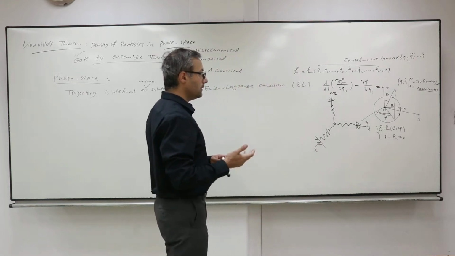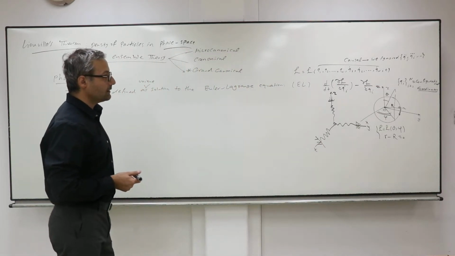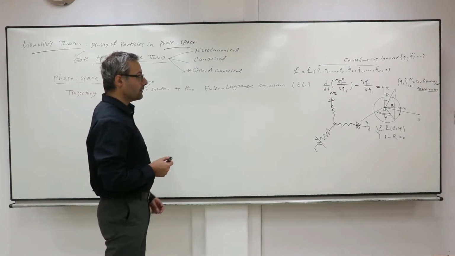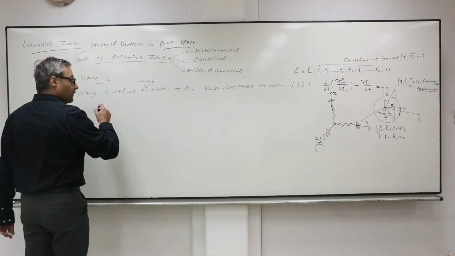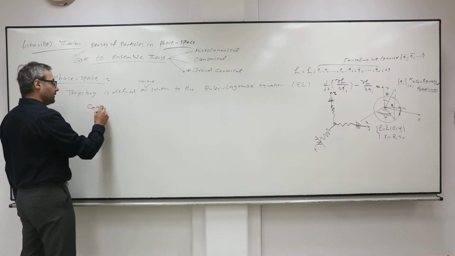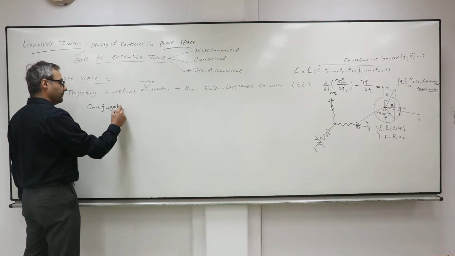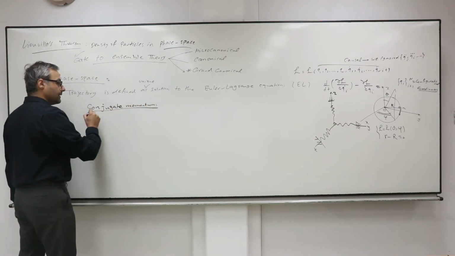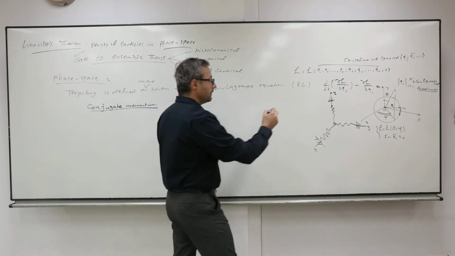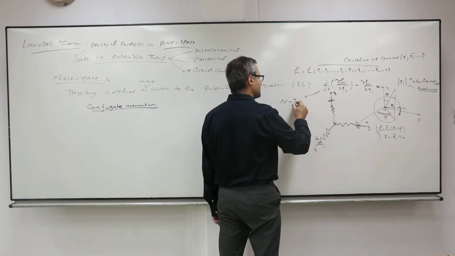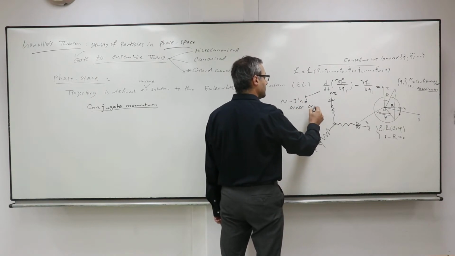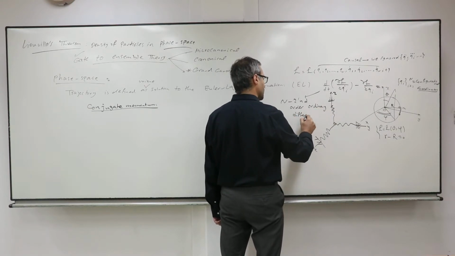Anyway, if you find the independent coordinates, and this is not our task actually, you can write the Euler-Lagrange equation. We will define a quantity called the conjugate momentum. Look at that. The Euler-Lagrange equation is a set of n second order ordinary differential equations.